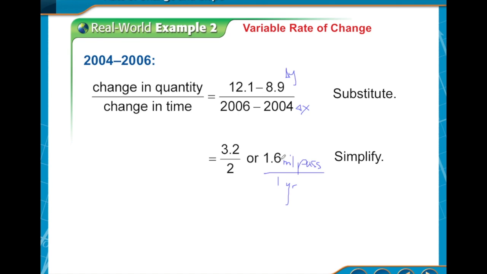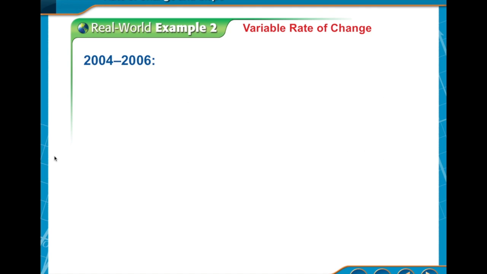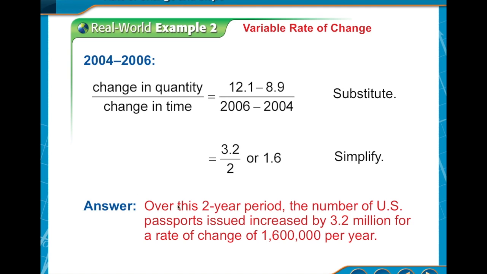So every year we get a little over 1.5 million passports between 2004 and 2006. So that's what this means in the context of this problem. That's a rate of change per year that goes by. So what do we know? As we said, over this 2-year period, the number of U.S. passports increased 3.2 million for a rate of change of 1.6 million per year. So that's a lot of passports being issued by the U.S. government.